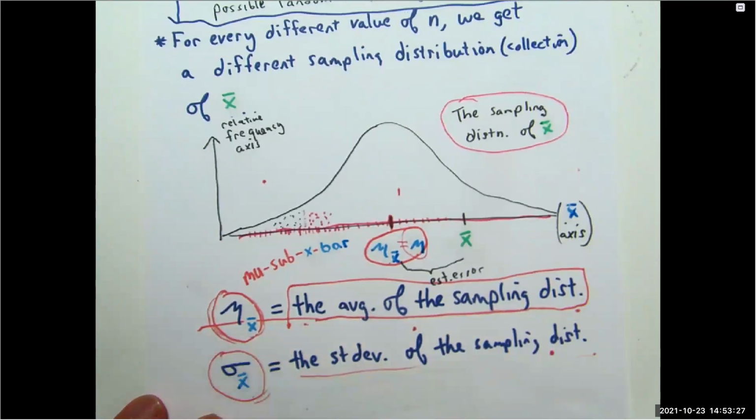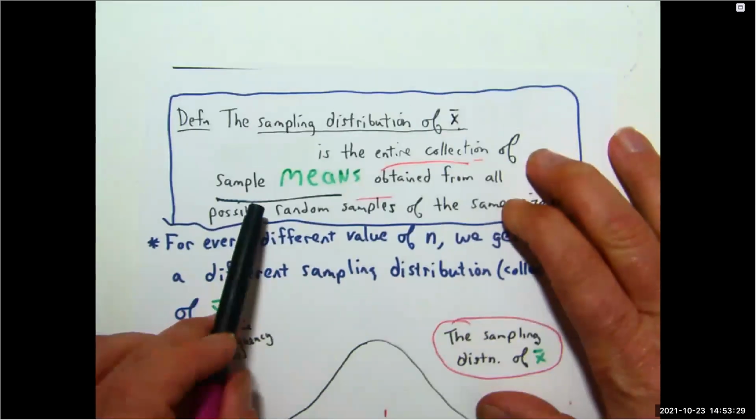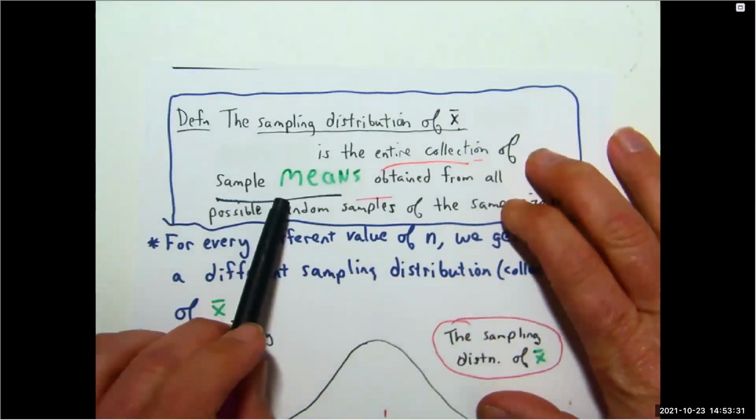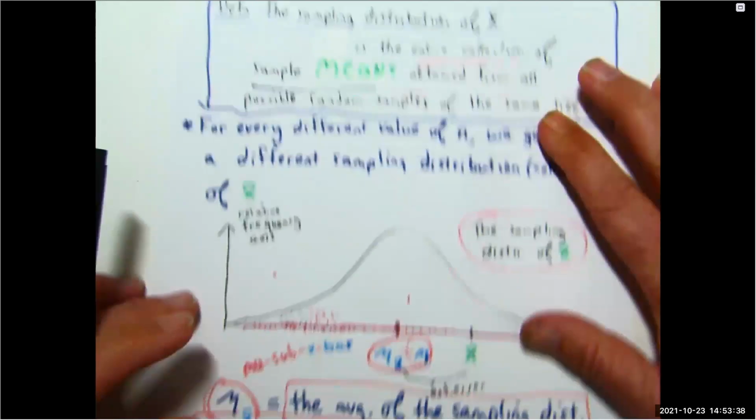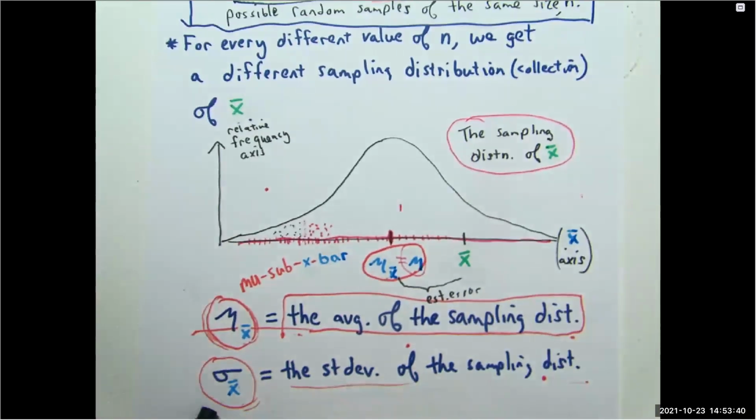You can also take that entire collection of sample means that make up the sampling distribution of X bar, and you can find the standard deviation for that list of sample means. And that's going to give you this number right here, sigma with the subscripted X bar, or sigma sub X bar for short. Okay, so there's our two new symbols we're going to be encountering.